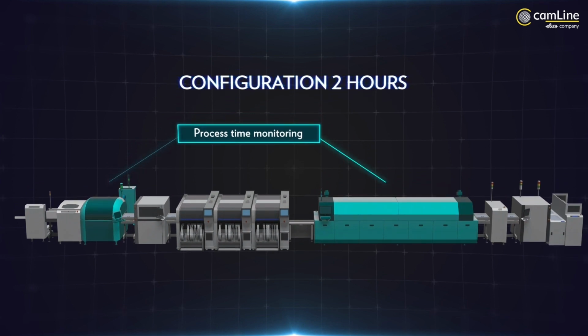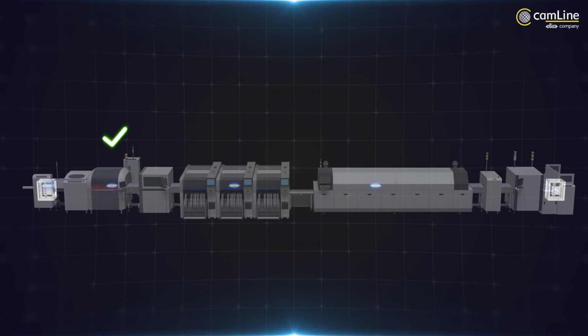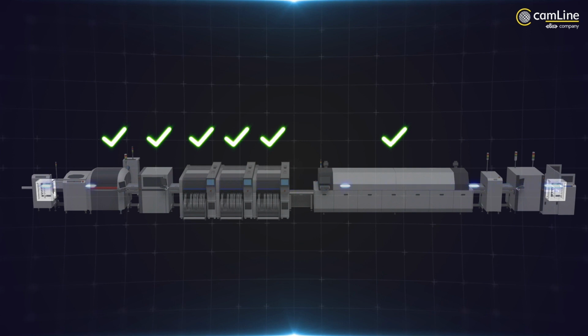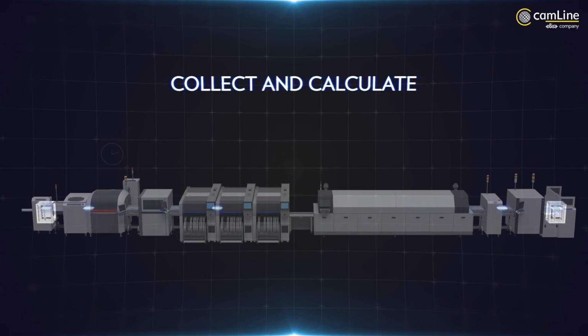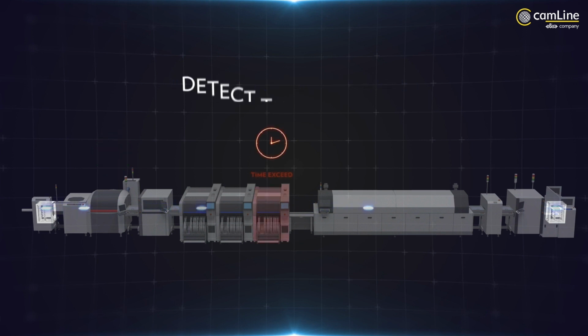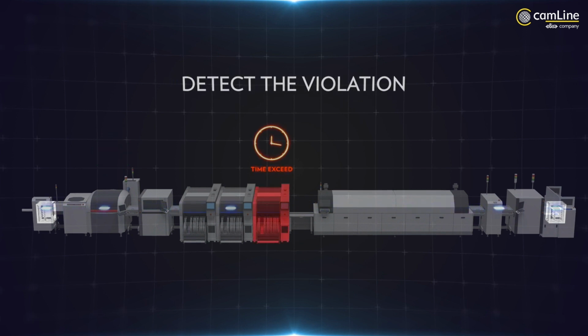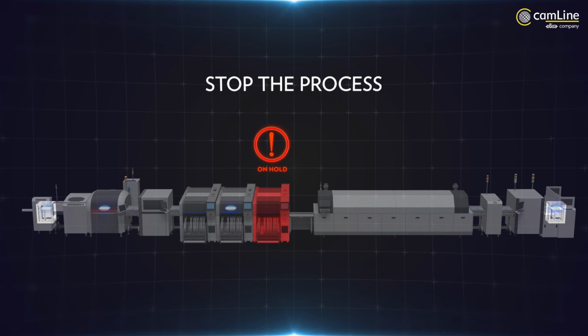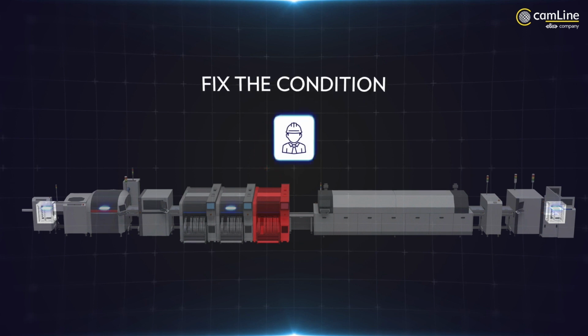the entire SMT line. For time monitoring and control, you will have equipment self-monitoring capability on each process unit in the equipment based on 4 key steps. Collect and calculate the process time data. Detect the violation. Stop the selected process. Fix the immediate condition.